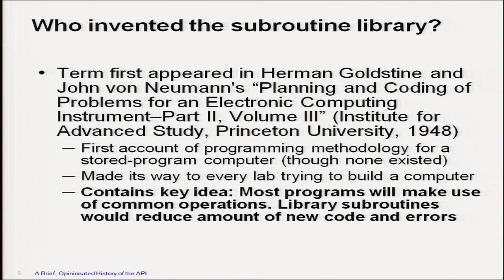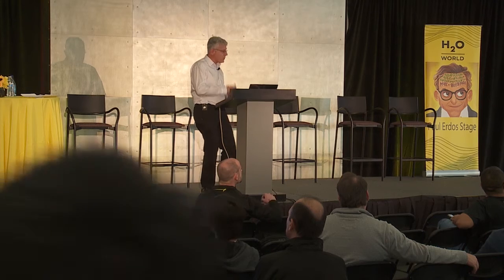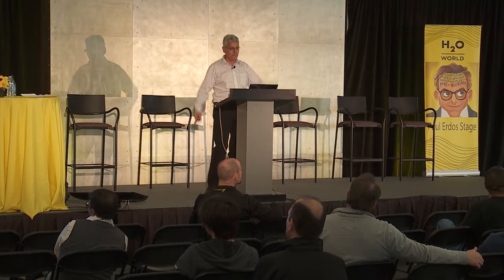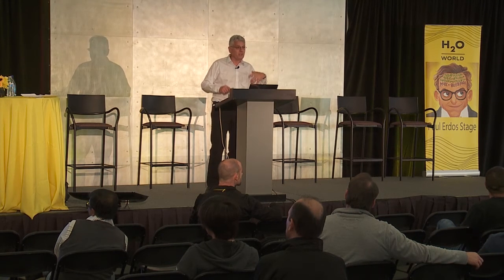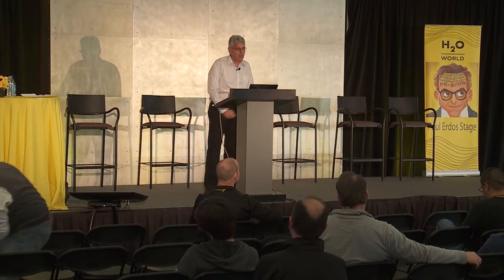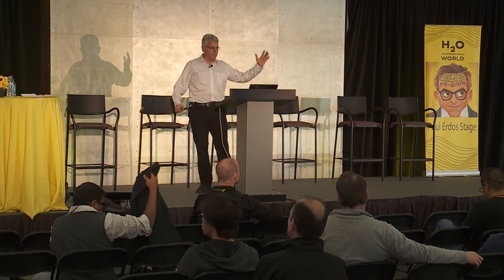All right, so first we have to start with a preliminary question. Before we can discuss the API, who invented the subroutine library? Well, it turns out the term first appeared in Goldstein and von Neumann's Planning and Coding of Problems for an Electronic Computing Instrument, which was this wonderful set of documents that von Neumann and Goldstein put together when they were working on what would become the EDSAC. And this book went out to every lab that was building computers in those days, which was post-war. Everybody got it, and it was enormously influential.